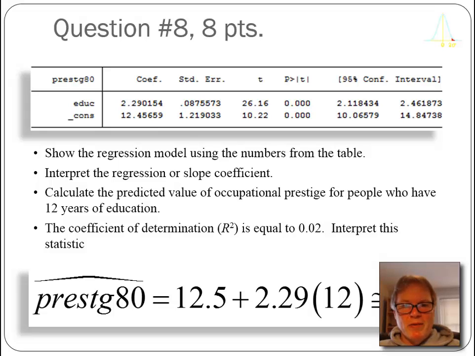A very small amount. Pearson's R, when squared, ranges from 0 to 1. 0 for the coefficient of determination would imply no correlation, no relationship between these measures. 1 would imply that if we knew a value of education, we could make a perfect prediction about somebody's occupational prestige.